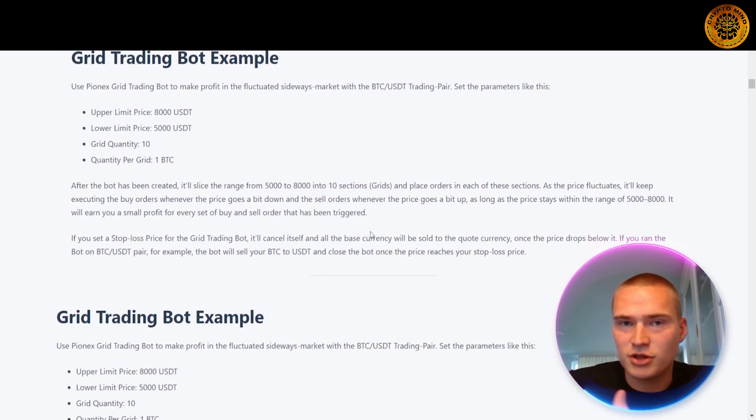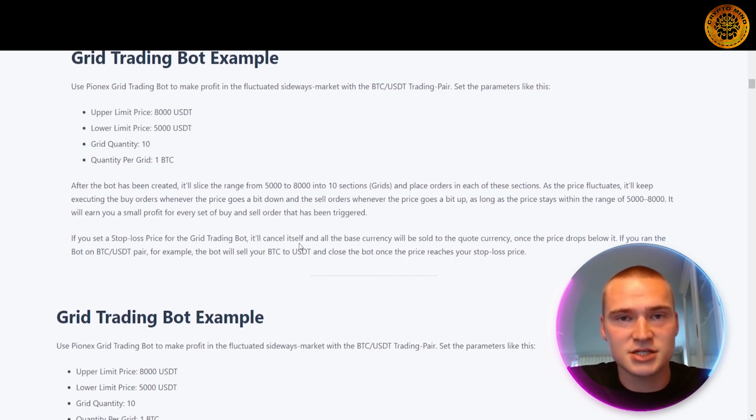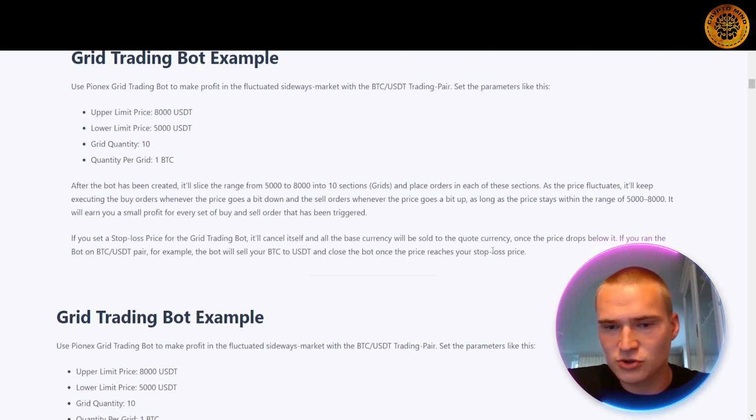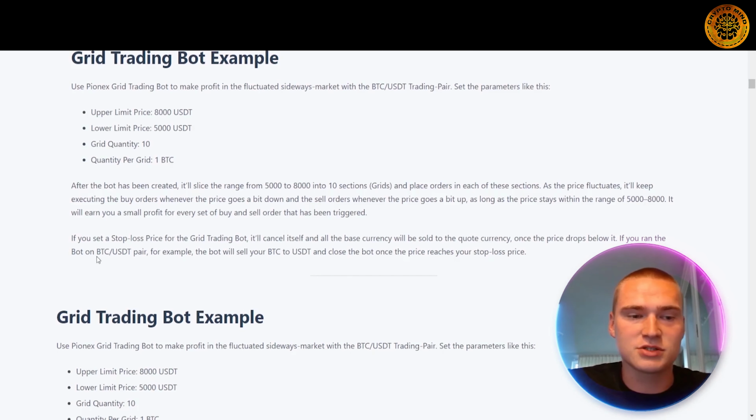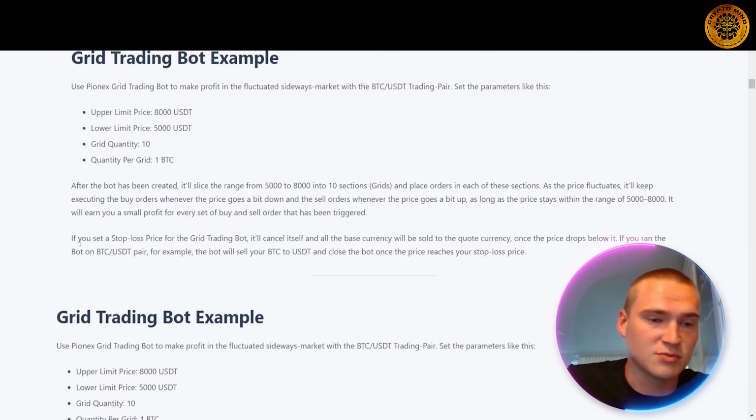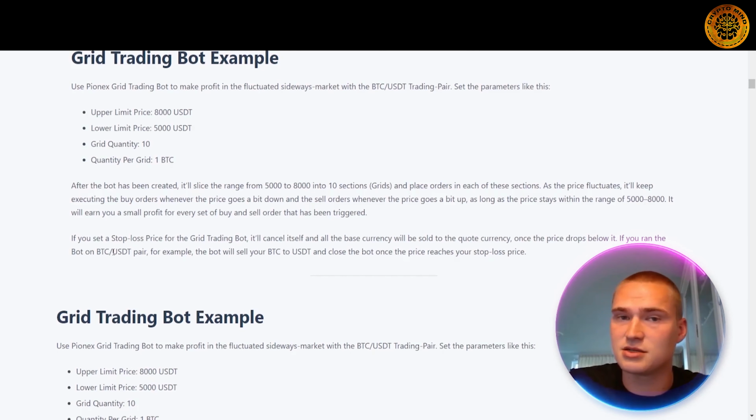So for example, the optional settings that we had included a stop loss price for the grid trading bot. This means that when it touches that stop loss price, it'll cancel itself and all the base currency will be sold to the quote currency once the price drops below that. If you ran the bot on the BTC against USDT pair, the bot will sell your BTC for USDT. But if this was, for example, BTC against Solana, it would sell BTC to Solana and close the bot once the price reaches your stop loss price. So now I think it's time.